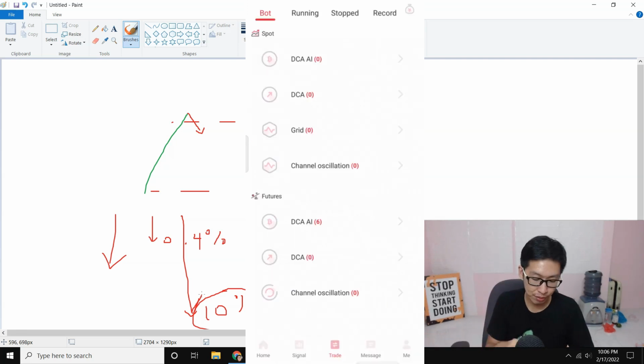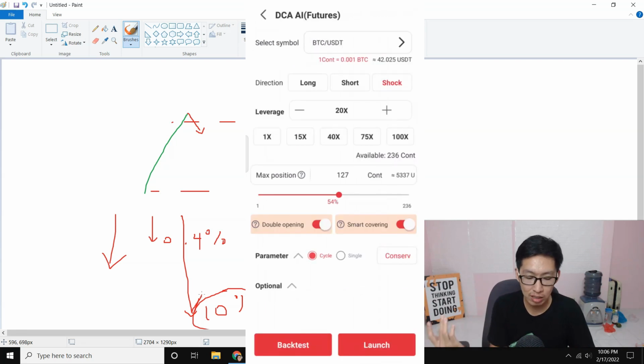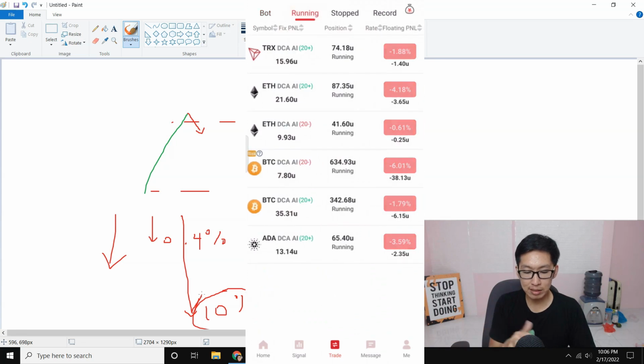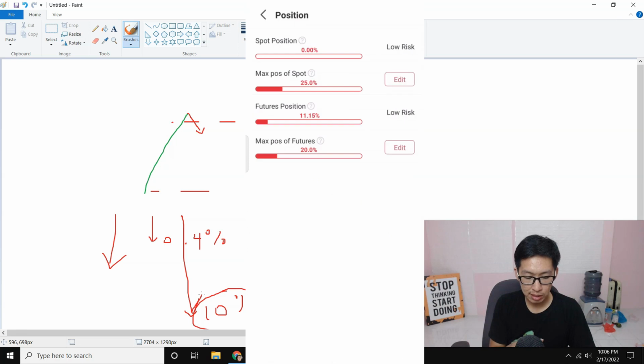I'm not claiming I'm a pro in Binance Futures. So that's why I'm using DCA AI. I let the AI work for me, okay? So the only thing that I need to pay attention to is the bot that is running, and see if everything is alright, everything is cool. And I want to make sure, if I go to home and positions, I want to see my futures position not exceeding my max position of futures, okay? I basically want to make sure it is below 20%. You can edit this, by the way.